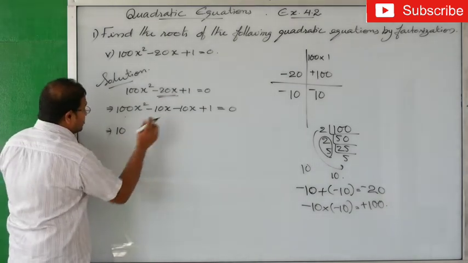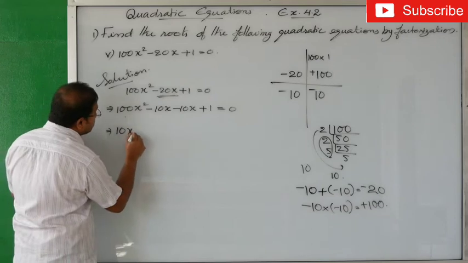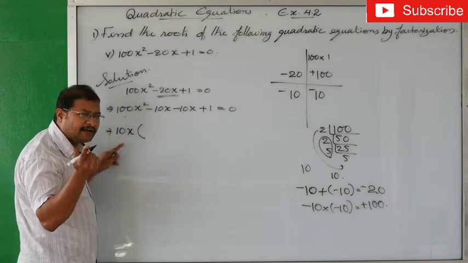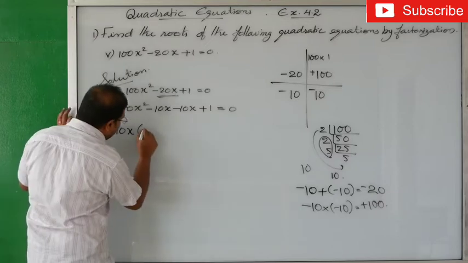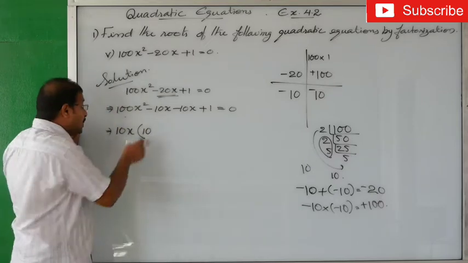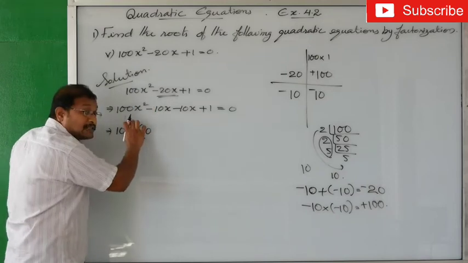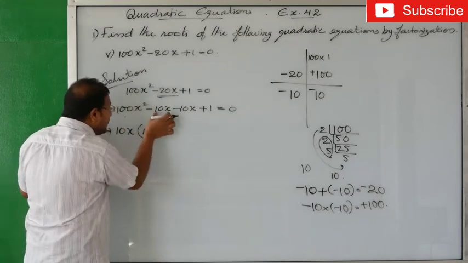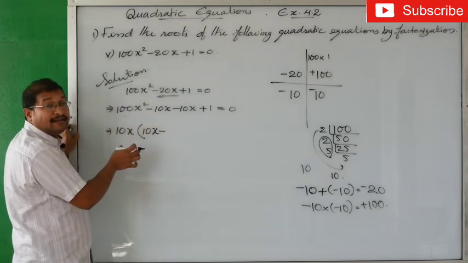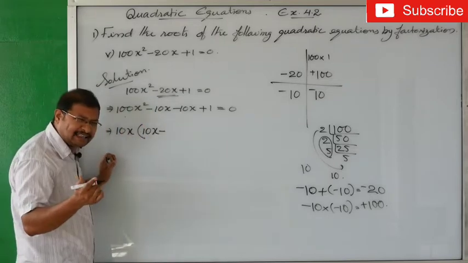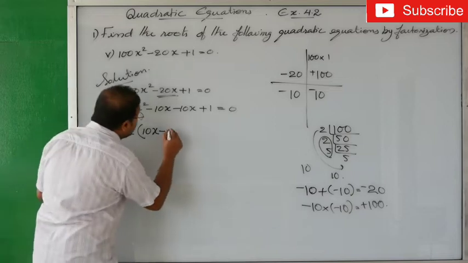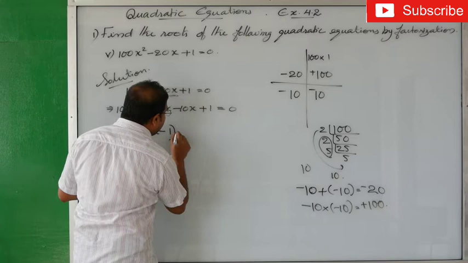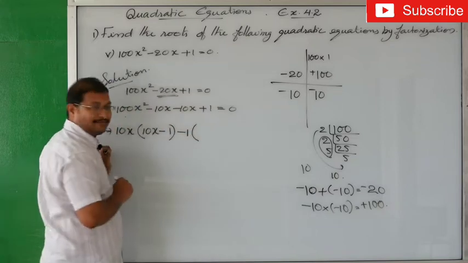Now x² and x, which will we take? x. From 100, if I take 10 outside, 10 into how much will get 100? 10 tens are 100, isn't it? That means 10 will be inside. Now x², we took x outside. What will be the balance? x. Minus 10x, fully we took outside. That means 10x into how much will get 10x? 10x into 1. So the balance is 1. From these two terms, I am taking minus 1 outside.